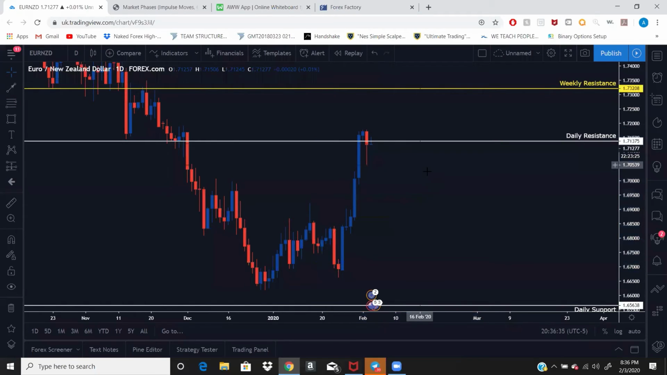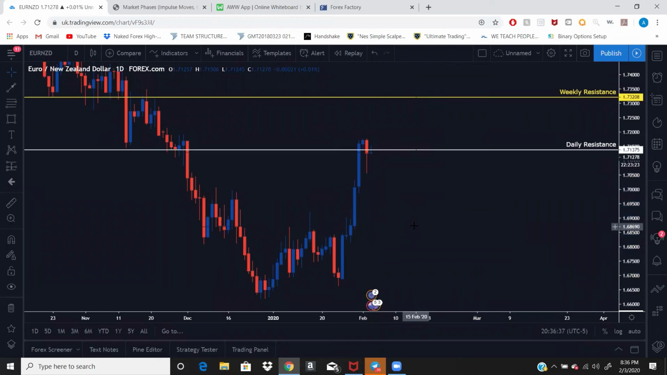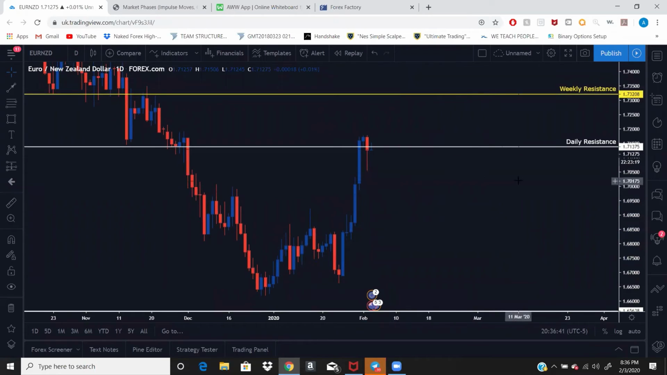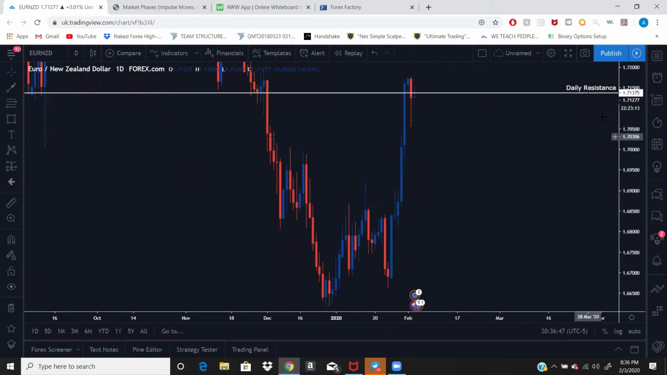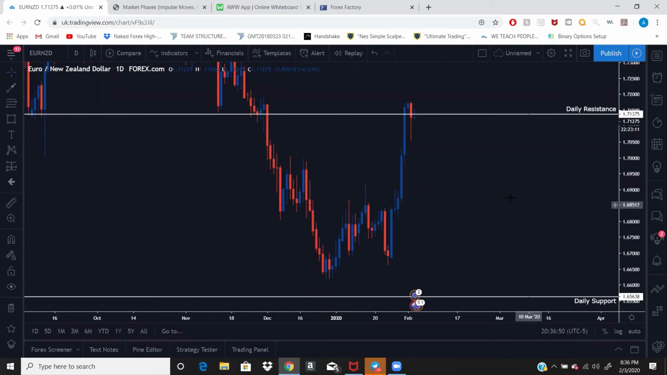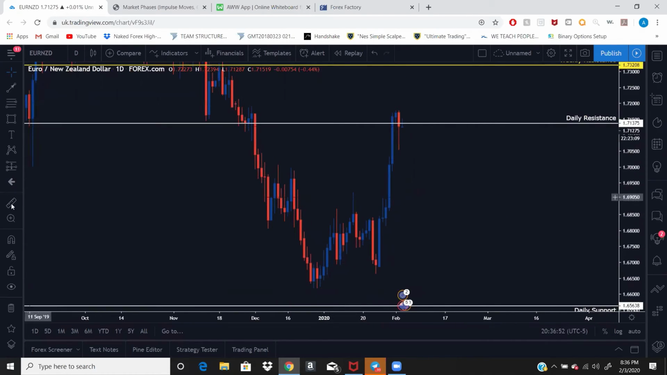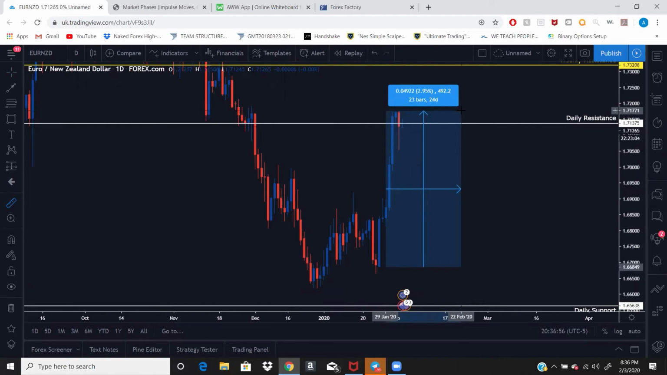So as long as the price remains under 1.71400, I think we will get this retrace back down on Euro NZD, because this was a wild move. So I do expect to see some recovery. Damn, that was a 490 pips move.